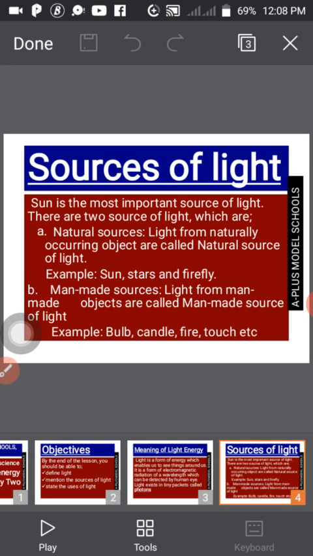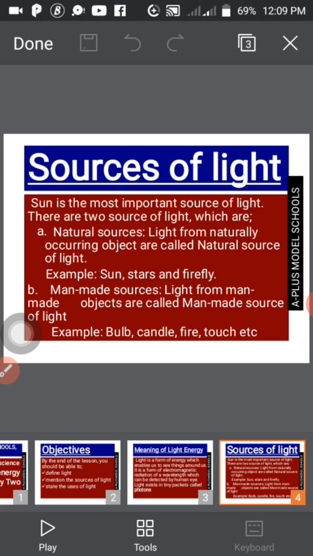And the next one is man-made source. Light from man-made objects are called man-made source of light. The light that comes from man-made objects. There are some objects that are made by man, which bring light. And this light is what we call man-made source of light. And examples are bulb, candle, fire, torch. Did you understand?